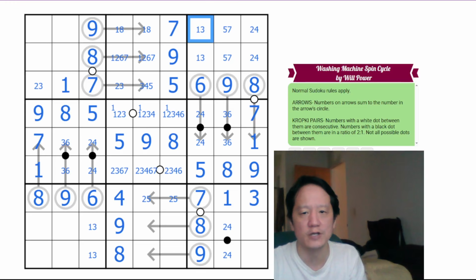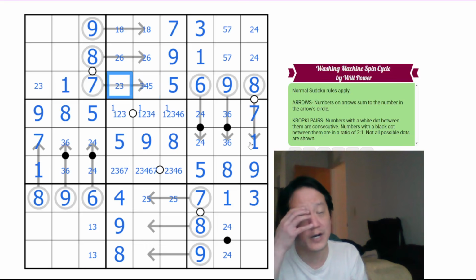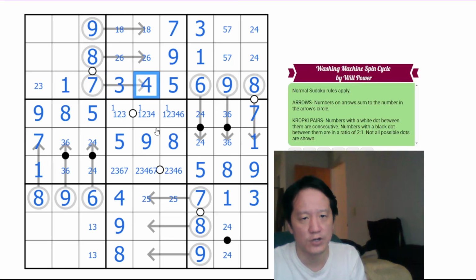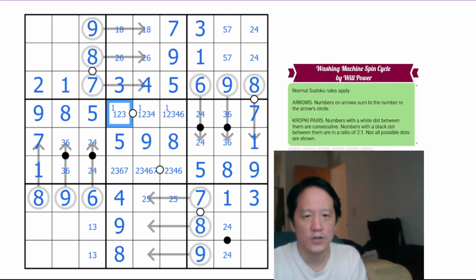This can't be 1. It's 3, which makes this 1. That eliminates 1 and 7 as a possibility here, so this is 2 and 6, which eliminates 2 and 5 in the rest of this box, so this is 3 and 4 here, which eliminates 3 here, so that's 2. No 3 here, no 3 here.